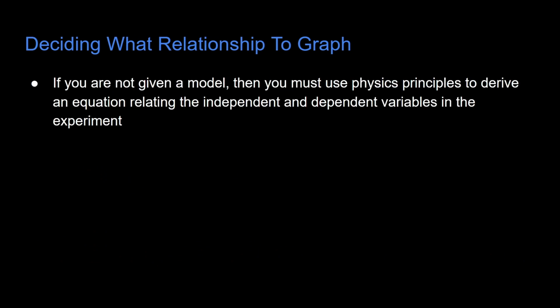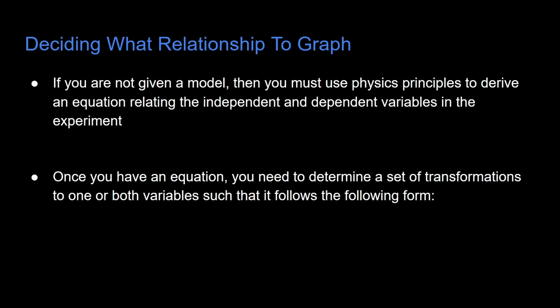Well, if you're not given a model, then you have to use relevant physics equations and principles in order to derive an equation that has both the independent and dependent variables in it. They don't necessarily have to be solved for one or the other. It just has to be a physics equation in which both of the variables you want appear and nothing else that's changing. Once you have an equation, you got to determine some way to transform the data so that you can get it into this y equals mx plus b relationship.